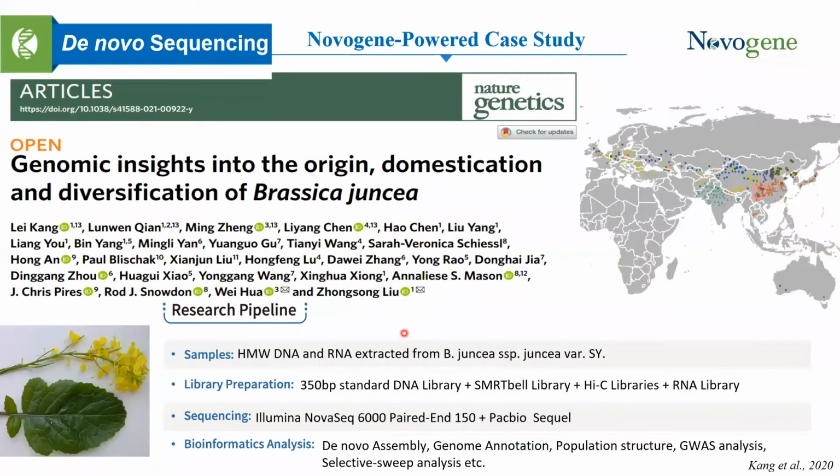So after the elaboration of the entire pipeline of de novo sequencing, let's see how it could be accommodated into scientific research. Here I present this Novogene-powered case study: genomic insight into the origin, domestication, and diversification of Brassica juncea.